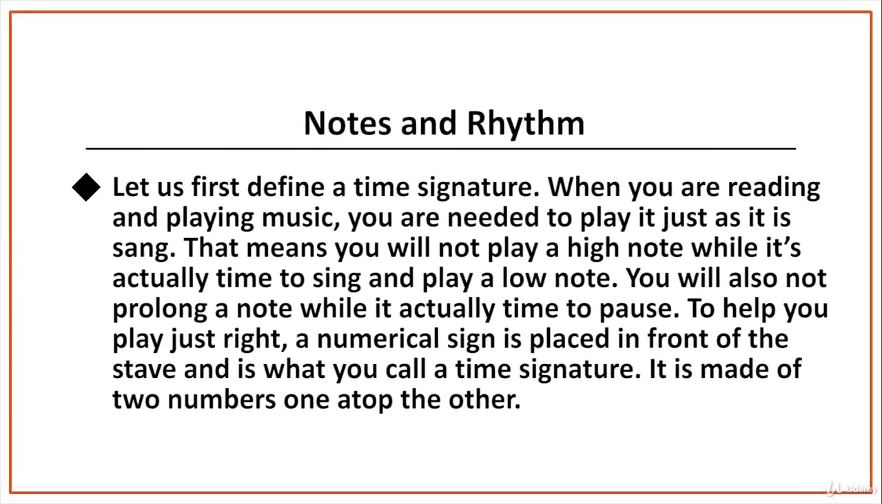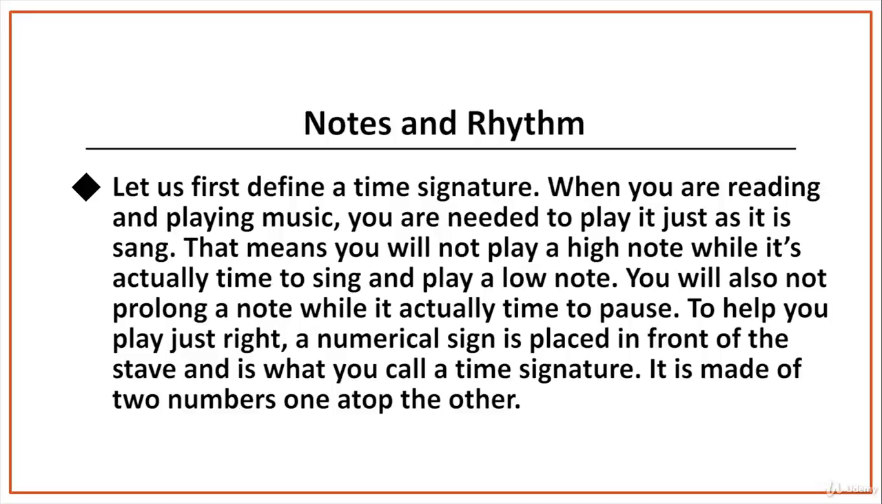When you are reading and playing music, you are needed to play it just as it is sung. That means you will not play a high note while it is actually time to play a low note. You will also not prolong a note while it is actually time to pause. To help you play just right, a numerical sign is placed in front of the staff and is what you call a time signature.